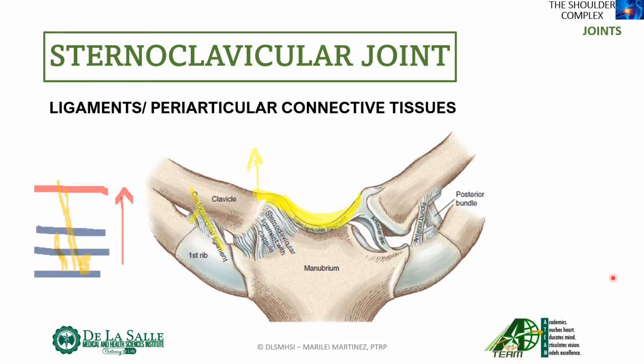Overall, your periarticular connective tissue strengthens the joint. That is why when large forces travel from the upper extremity and the clavicle to the SC joint, the clavicle fractures first before the SC joint dislocates. It's because of these periarticular connective tissues that provide stability in the sternoclavicular joint. And that is also one reason why the clavicle is the most commonly fractured bone in the body.